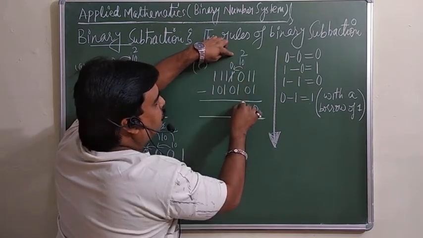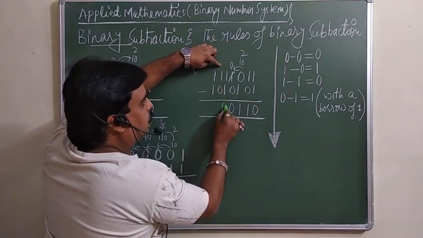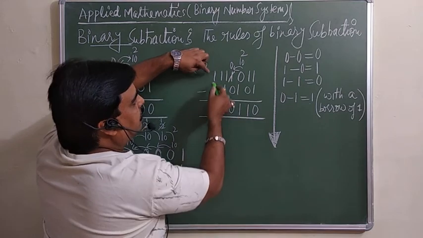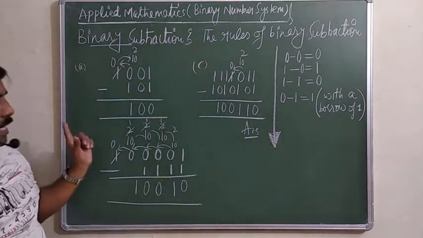अब 2 में से 1 गया, 1 is here. यहाँ 0 minus 0, 0. 1 minus 1 will remain 0. 1 minus 1 is 1 and this is 1 minus 1, 0. So this is your answer. So subtraction is an entirely different thing.